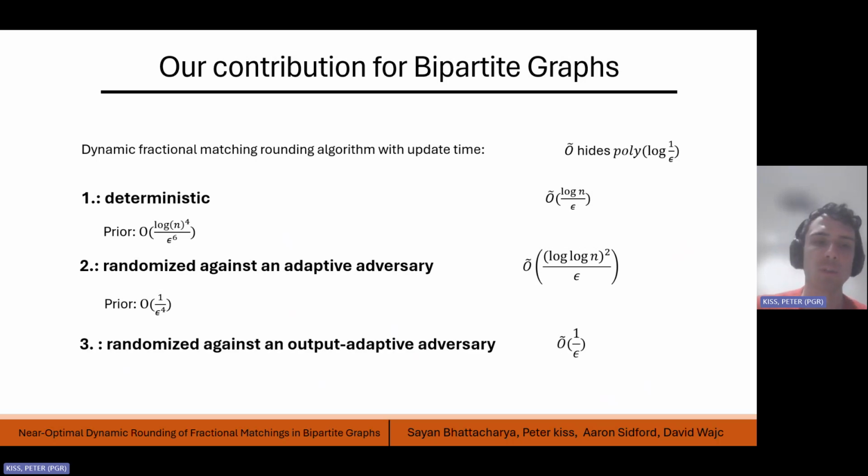And notably, we show randomized algorithms against an output adaptive adversary, which is a slightly weaker notion of an adversary who is not aware of our internal bits, but is only aware of our output at a given time. This algorithm will run in update time roughly 1 over epsilon, that is an update time which is completely independent of log n, and it's roughly optimal. Note that for most applications, this weaker notion of adaptivity is sufficient, and prior works have not really considered this notion, with the same bounds of 1 over epsilon to the 4th in the literature.